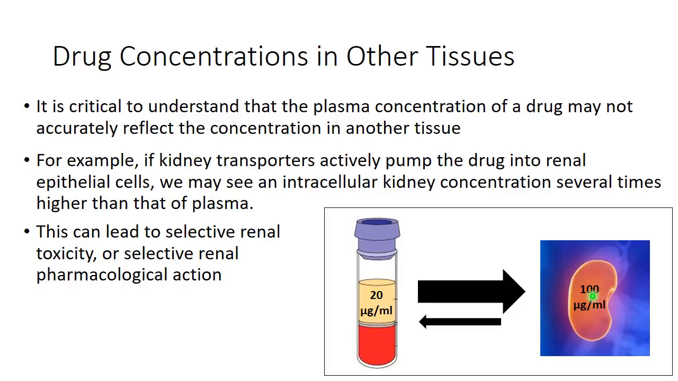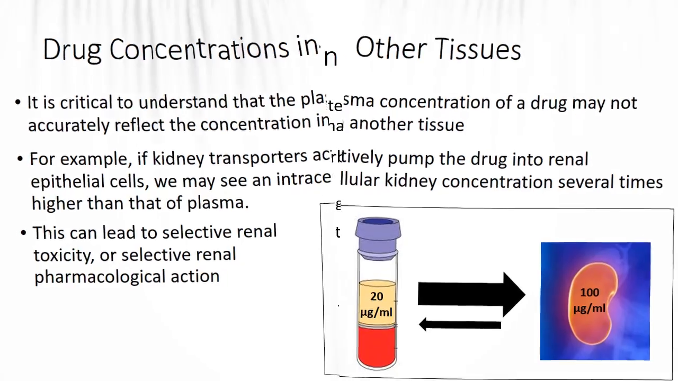The toxicity one is kind of interesting to me because sometimes you'll see a drug or a chemical that is only toxic to one organ, and then you look at that organ and you find that it's super concentrated there. So the organ may not have an inherent susceptibility to it. It may just have a higher concentration of that drug.